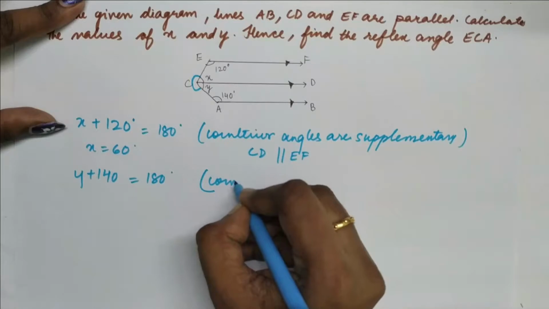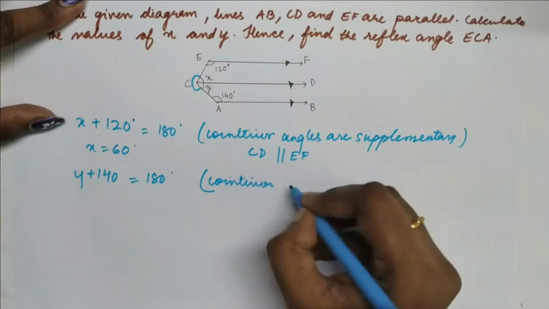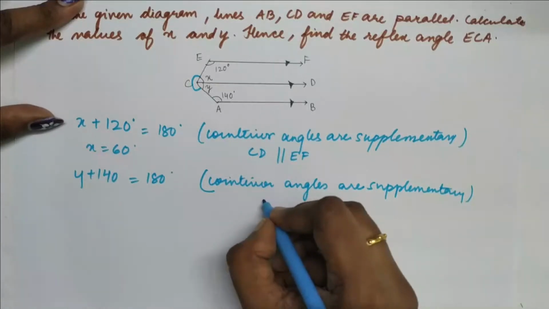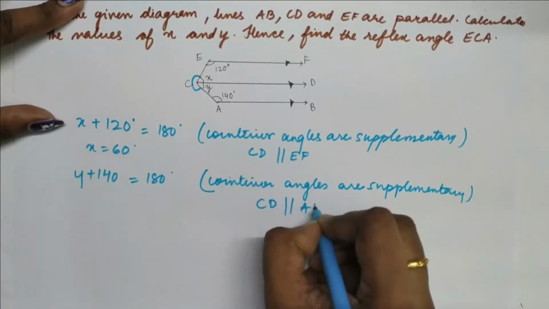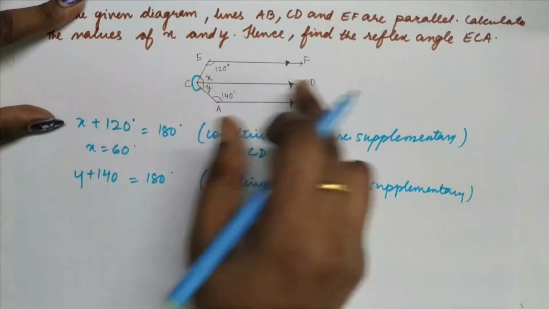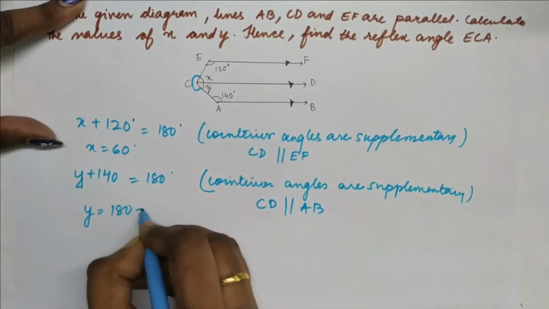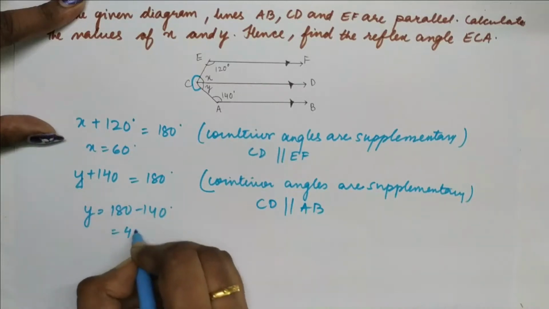Now here the reason is same. The co-interior angles are supplementary and the parallel lines are CD parallel to AB. You can see these two lines we are talking about. So y becomes 180 minus 140, that is 40 degrees.